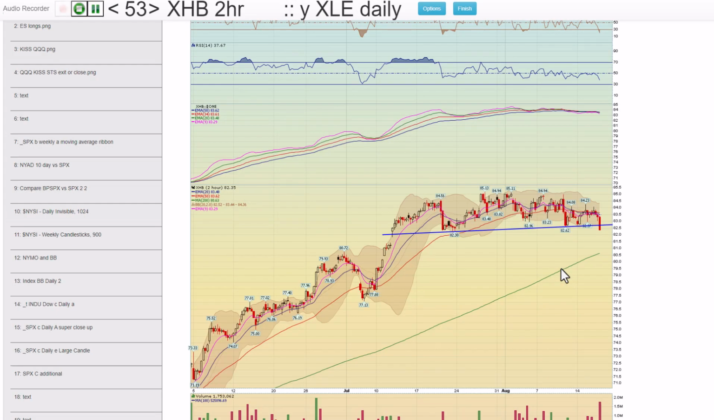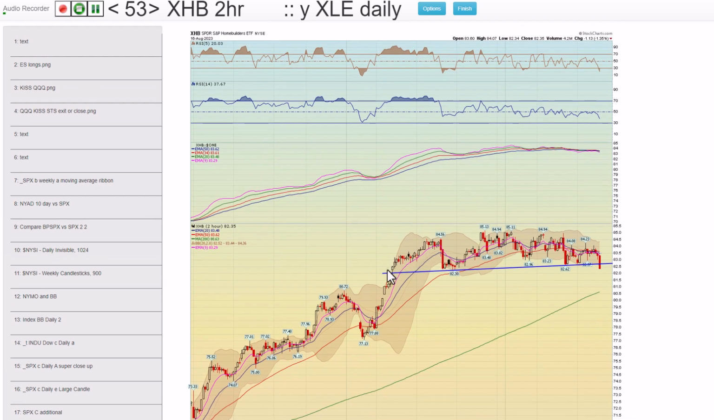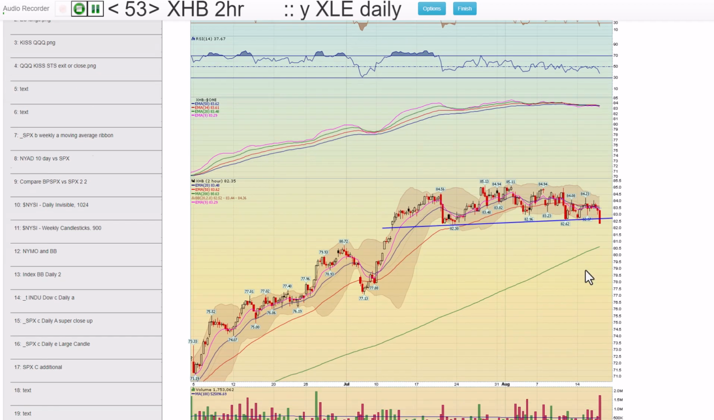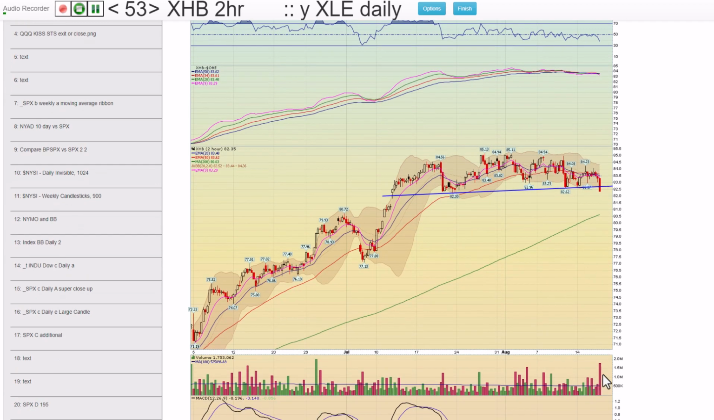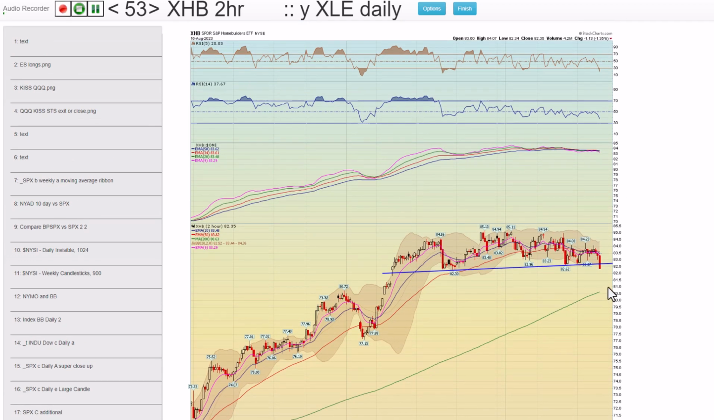Next, chart 53, here's the 2-hour view. You can really see the clean trigger line for a short. This trend line that was lost today, good volume. If you went short, a logical stop could be just above this 84 area.